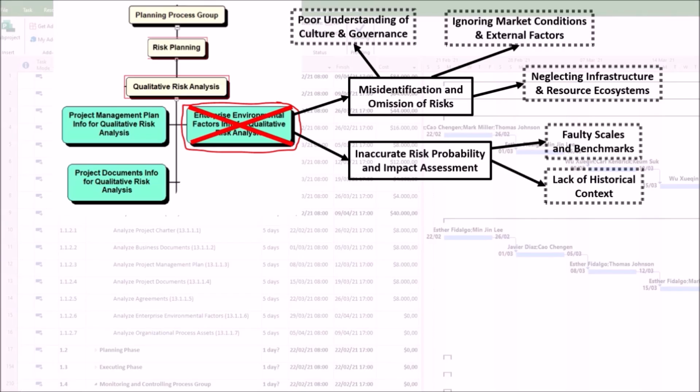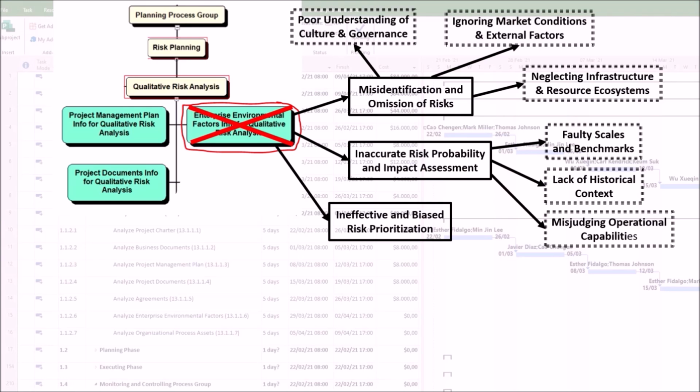Second, lack of historical context. Enterprise environmental factors include historical information and lessons learned. Without this, the team cannot accurately judge the likelihood of recurring issues. For example, vendor X is always late in our climate. Third, misjudging operational capabilities. Overestimating the team's skill levels, which is an internal enterprise environmental factor, or the reliability of existing software platforms can lead to underestimating the probability of technical failure.